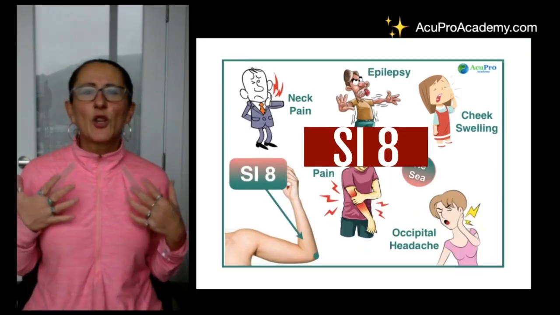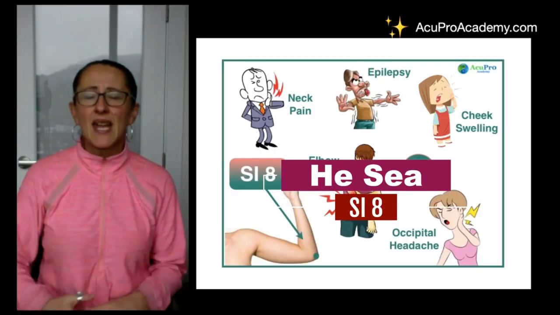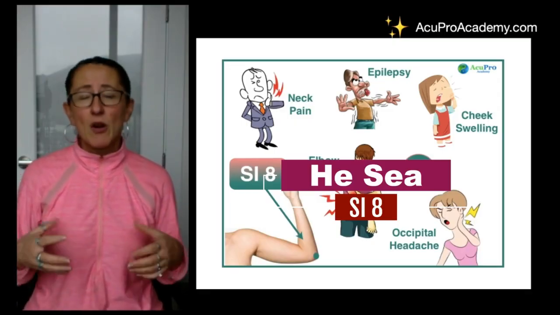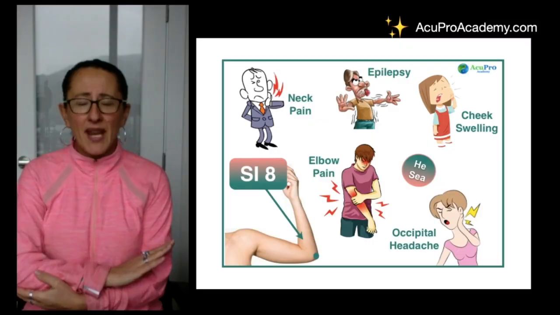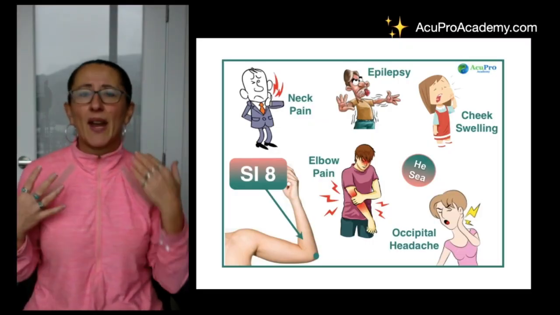Small intestine 8 is the He-sea point. Like all the points located at the elbow area or knee area, this is a He-sea point. He-sea points have the most qi and blood, so they're quite powerful. Small intestine 8 is great for local pain, elbow pain, but also all the way up to the upper neck and occipital area as well.